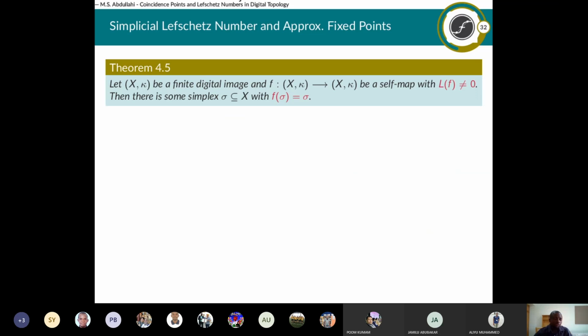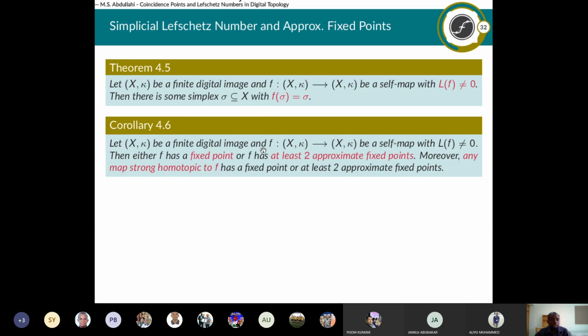So what are we going to do with this Lefschetz number we are defining? The aim is for us to utilize this simplicial Lefschetz number to tell us about the existence of a fixed point. And we found out that whenever this simplicial Lefschetz number is non-zero, then we can always find a simplex that is fixed by the function f. And if this happens, it tells us that either that function has a fixed point, or that function has at least 2 approximate fixed points.